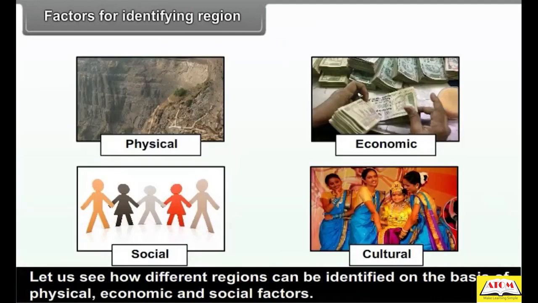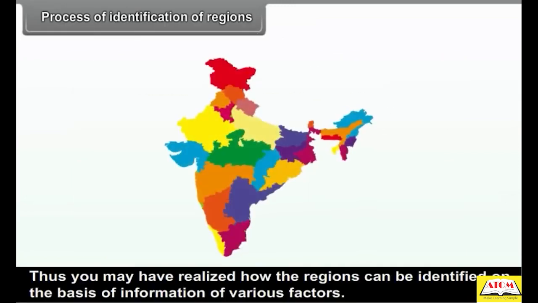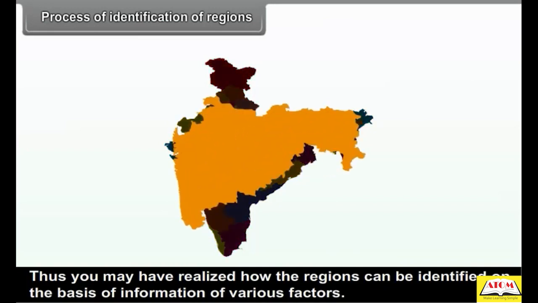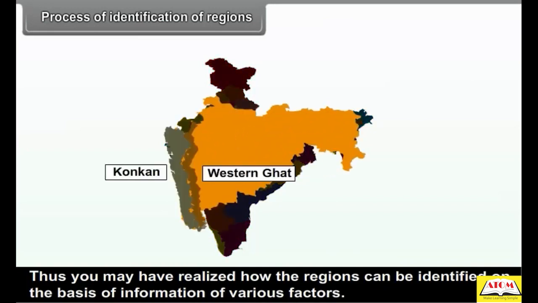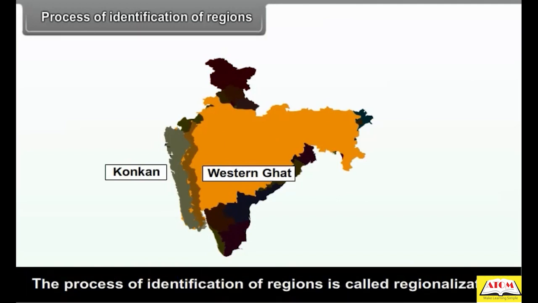Let us see how different regions can be identified on the basis of physical, economic and social factors. Thus, you may have realized how the regions can be identified on the basis of information on various factors. The process of identification of regions is called regionalization.